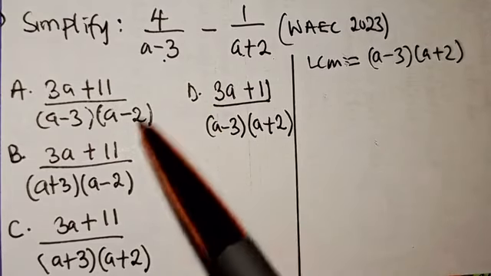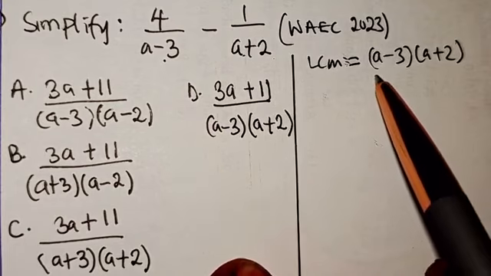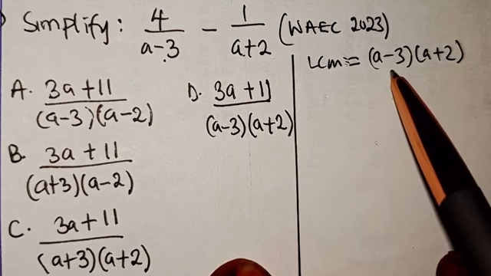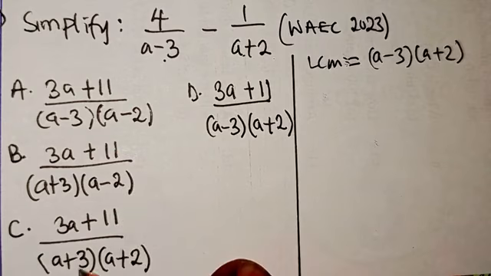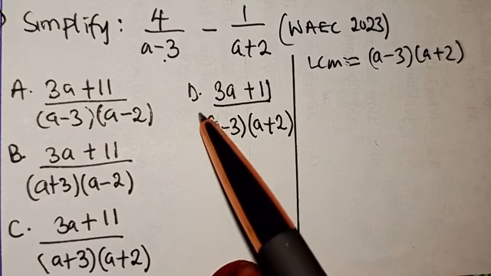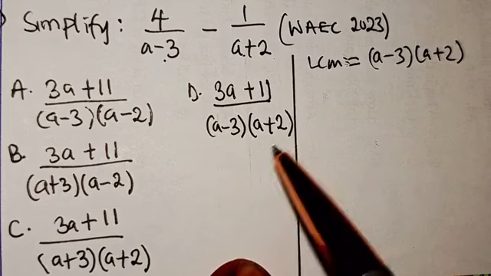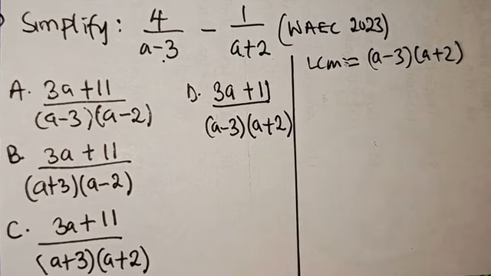So now if you want to actually check what will be your answer, just look at the one that has denominator a minus 3, a plus 2. When you look at it, you can see it's only D that has this. Are you getting that? But we can do it to confirm whether that is our solution or not.